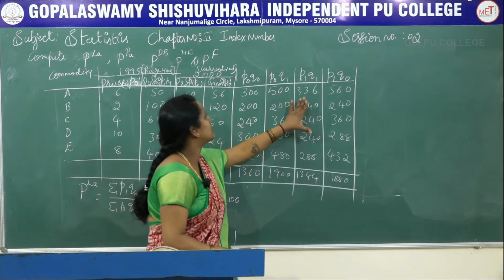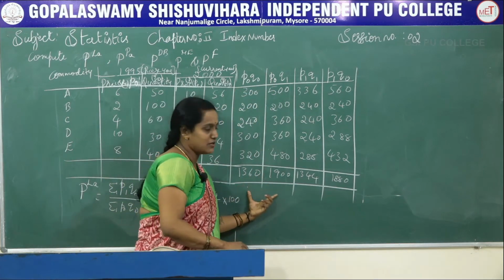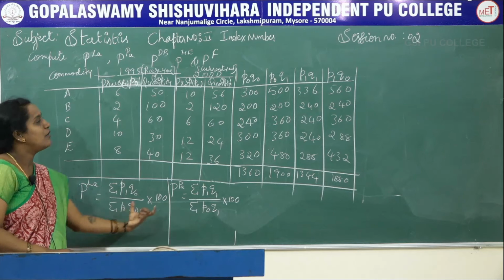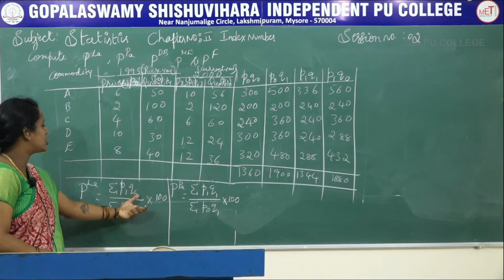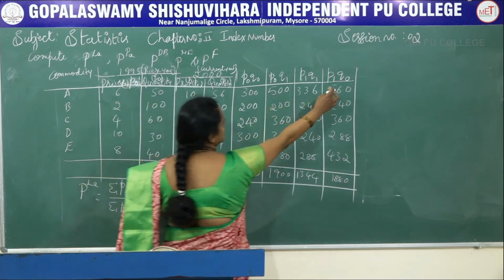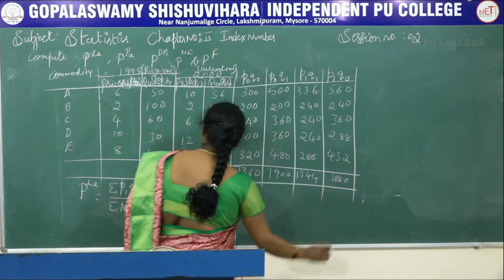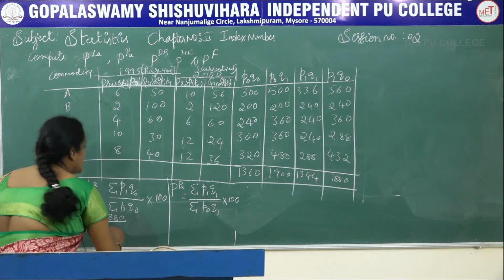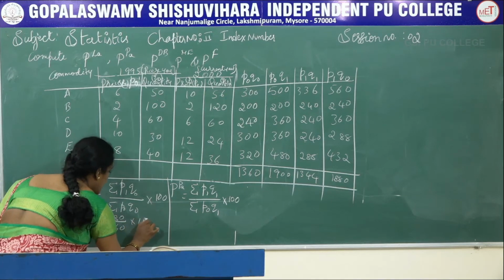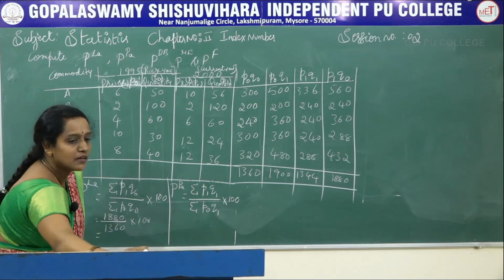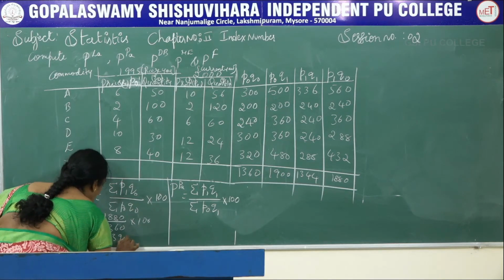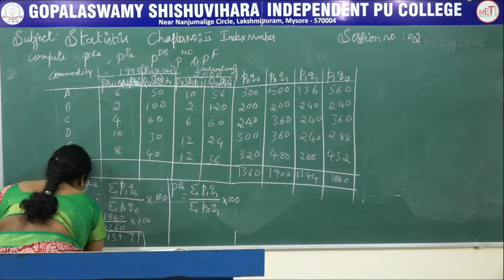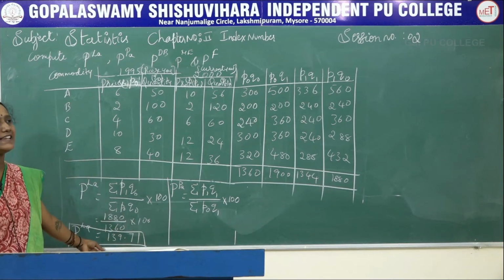After finding the products and the summations of these products, now we have to substitute that in the formulas. See, for Laspeyres it is summation of P1 Q0, that is 1880, divided by summation of P0 Q0, which is 1360, into 100. So that we will get the value 139.71. This is the value of Laspeyres.